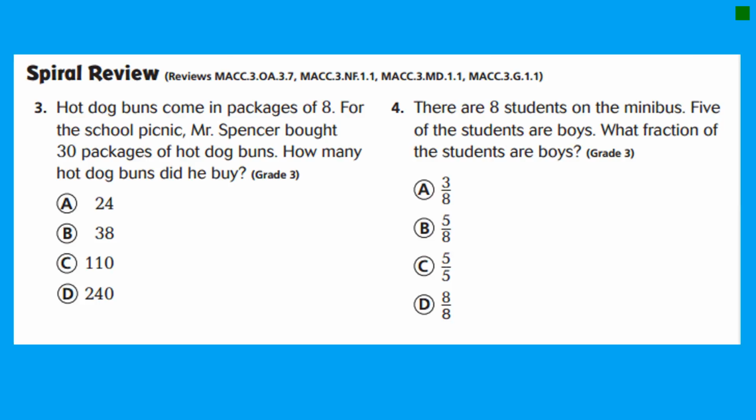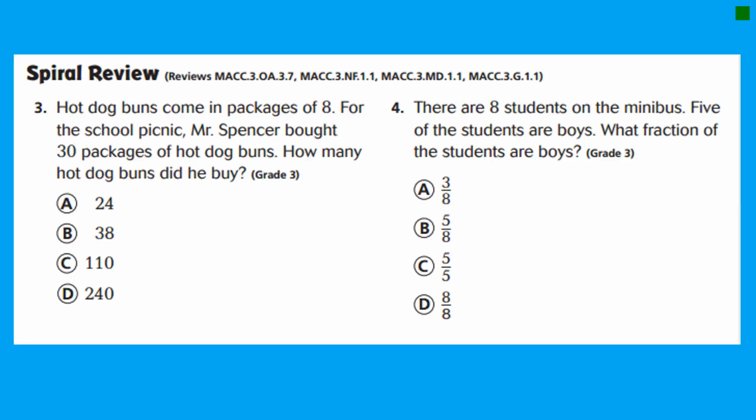So number 3, hot dog buns come in packages of 8. For the school picnic, Mr. Spencer bought 30 packages of hot dog buns. How many hot dog buns did he buy? Woo! I have to reread that. I always have to reread problems like this because in my head right now it's like blah blah blah, the hot dog bun, blah blah blah, school picnic. I don't know what's going on here. I'm rereading it. Let's see.